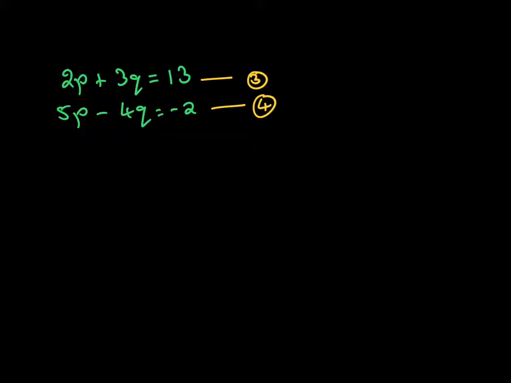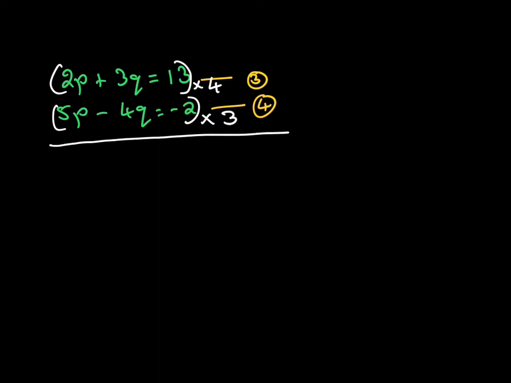By using elimination, let's try to eliminate the variable q. If we have to eliminate q, the coefficients have to be the same and the signs have to be opposite. The signs are already opposite, but the coefficients of q are not the same. In order to make them the same, we learned we will multiply the first equation by the coefficient of q in the second equation, that is 4, and we will multiply the second equation by the coefficient of q in the first equation, which is 3.